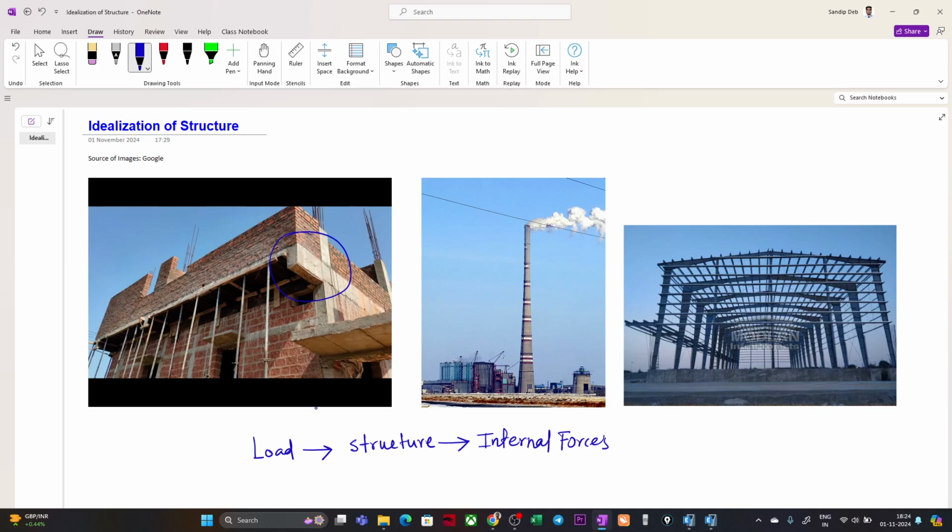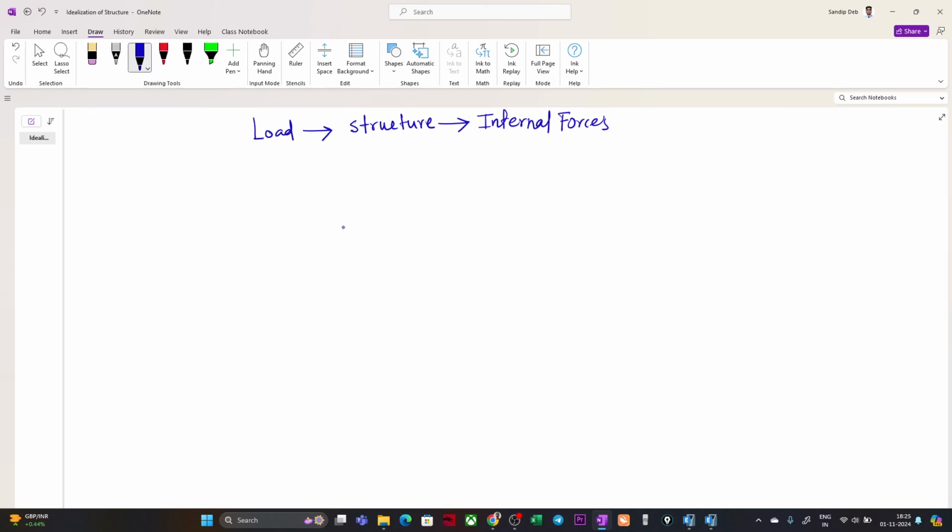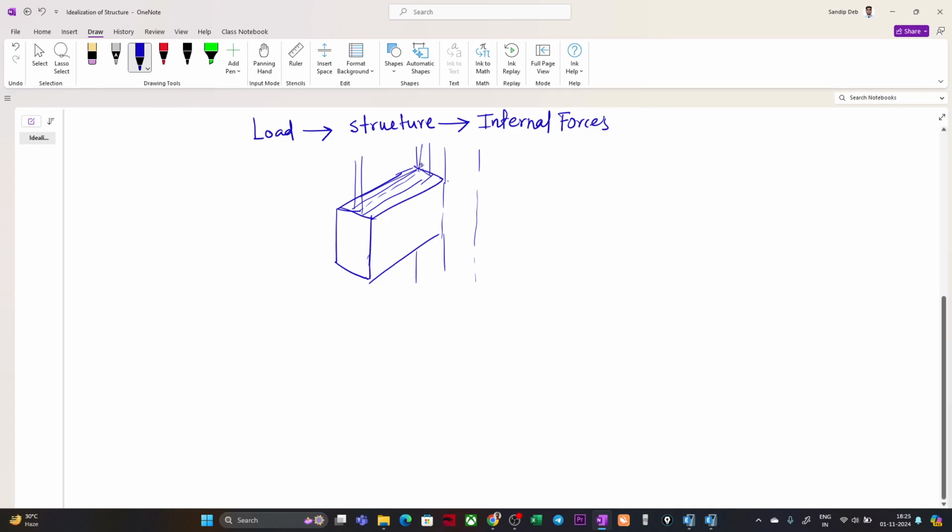Now, why is idealization required? If you see this beam, and I draw it in 3 dimensions, it is something like this: a solid block connected to another solid block, like here we have the column. Now we have some brick walls laid on it.